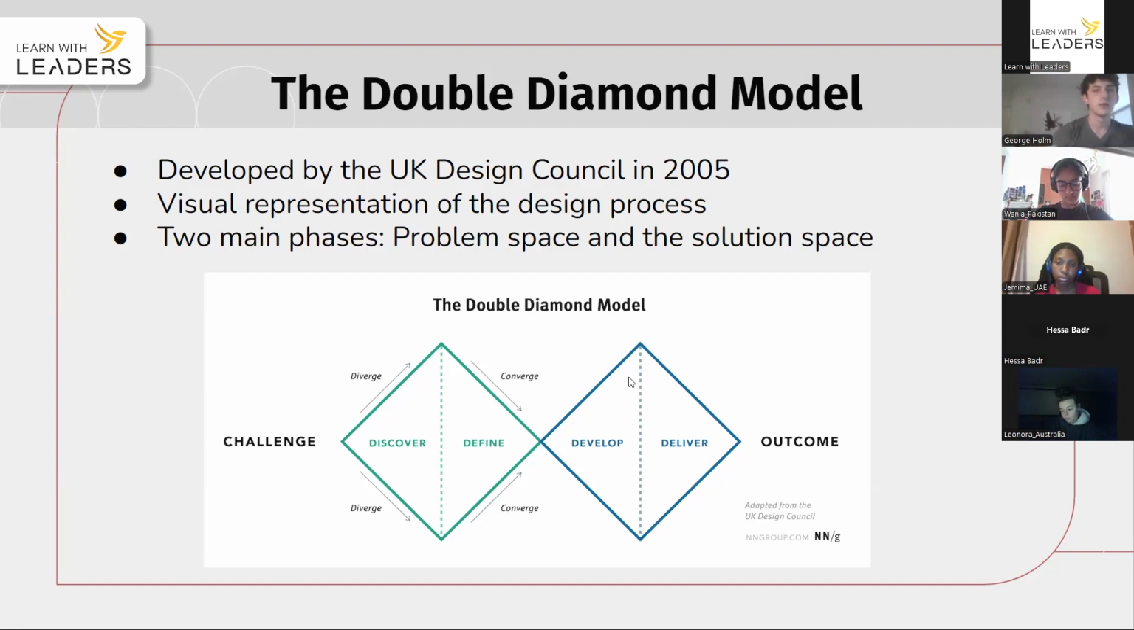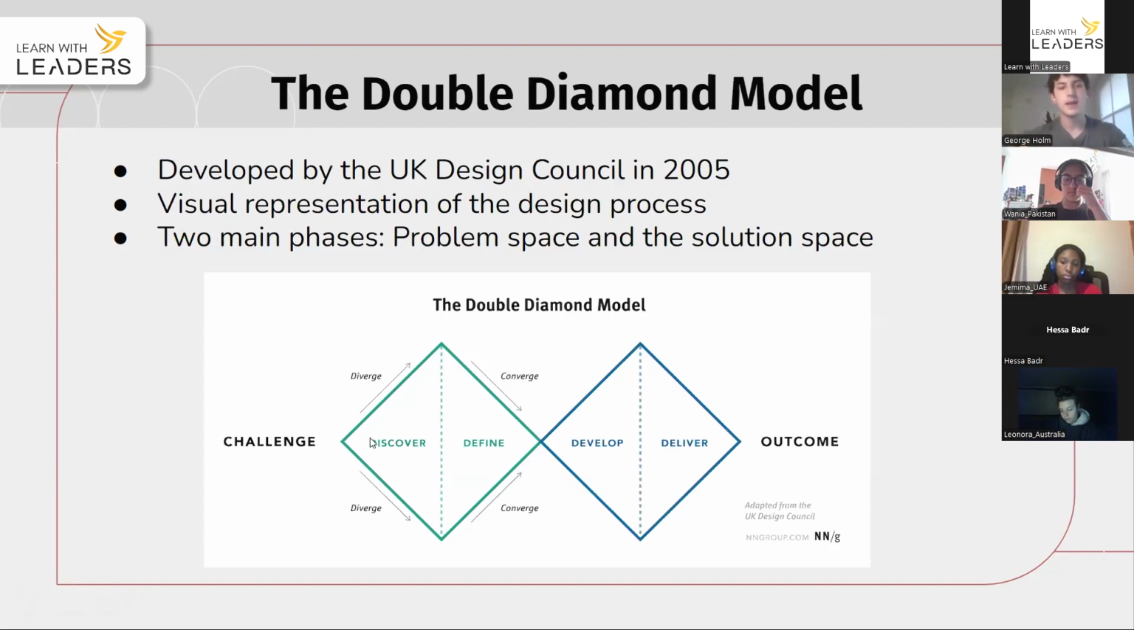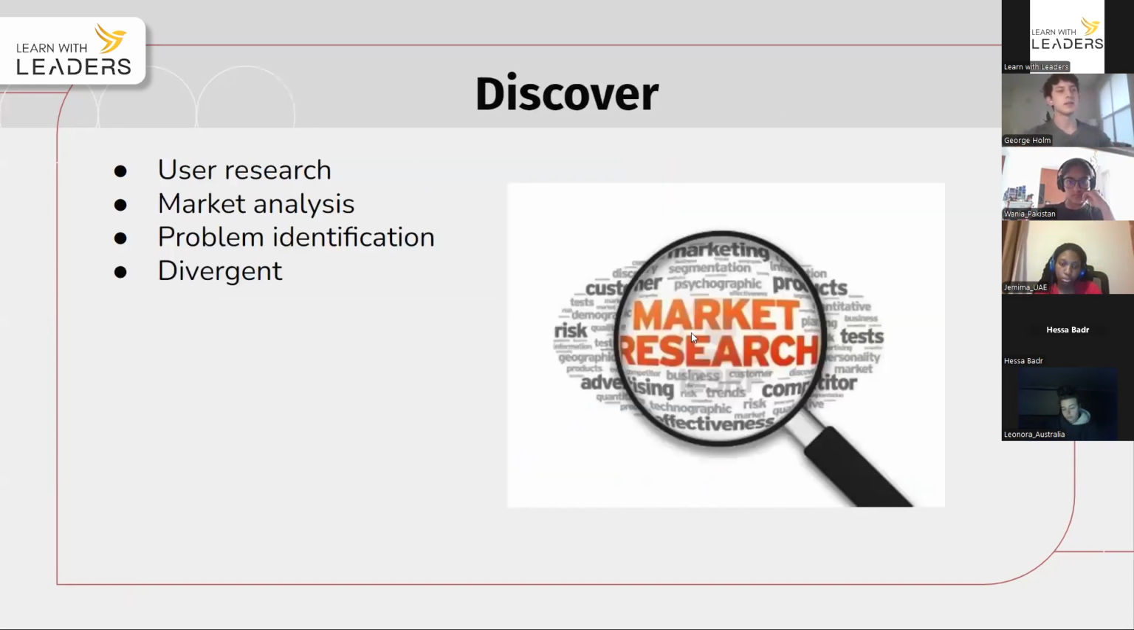So yeah, those are the two phases. We have the problem space and the solution space. It'd be good to keep that in mind as we go forward. All right, cool. So first, we can talk about the discover phase. That's the first rising side of the double diamond model. This is where a lot of the research happens. So we have user research, market analysis, problem identification, and this is the divergent phase where you're branching out into a bunch of different spaces, trying a bunch of different things and seeing what sticks and what works and what's the best for you guys.